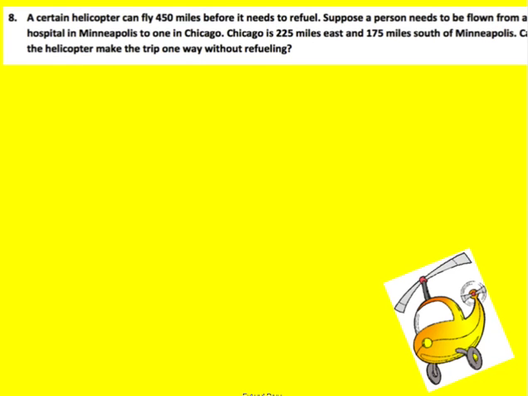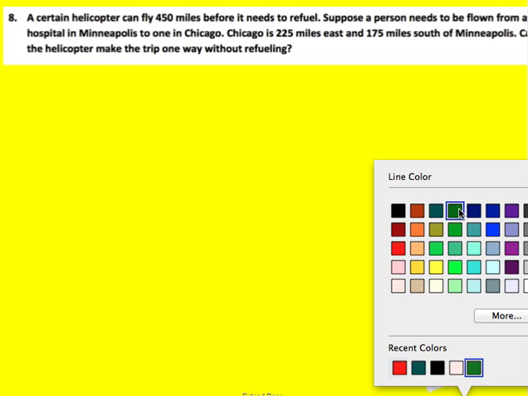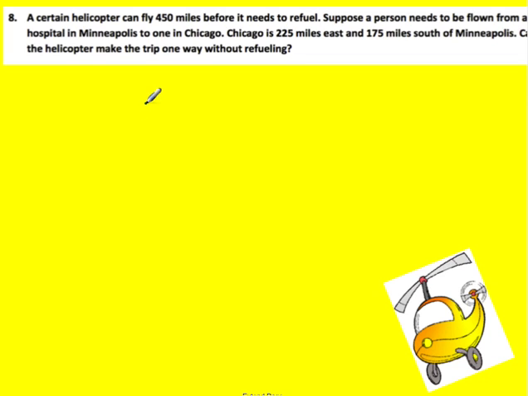Let's take a look at number 8. A certain helicopter can fly 450 miles before it needs to refuel. Suppose a person needs to be flown from a helicopter in Minneapolis to one in Chicago. So here's what I'm going to do. I'm going to set up coordinate points. I'm going to call this up here Minneapolis. This is our starting point, so I'm going to call it the coordinate 0, 0. Then we need to go to Chicago. Chicago is going to be down here.